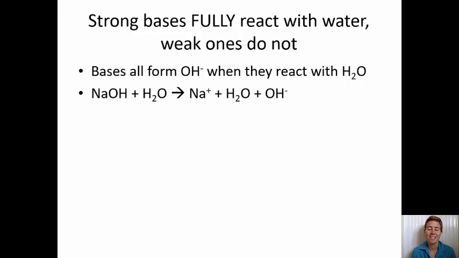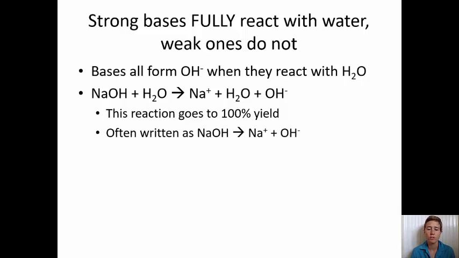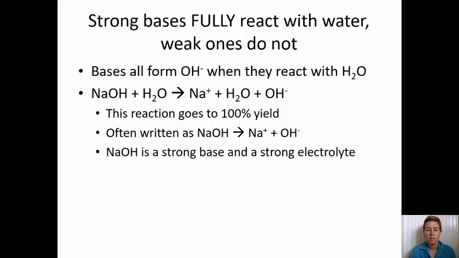So these strong bases that actually contain OH in them, we usually just write without the waters on either side. But this reaction does go to 100% yield. So we usually write it like this. We usually write acids as reacting with the water, but bases as just sort of falling apart, okay? There are weak bases we'll see in a second, where that's harder to do. But we frequently write them almost just like their regular ionic compounds. They simply fall apart.